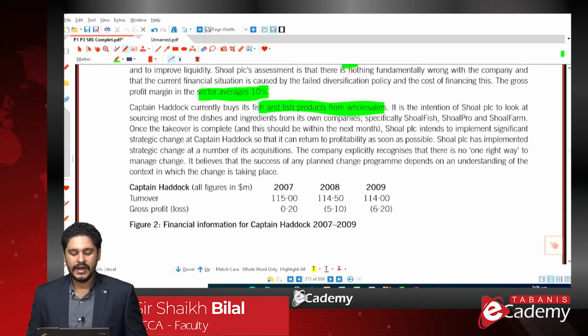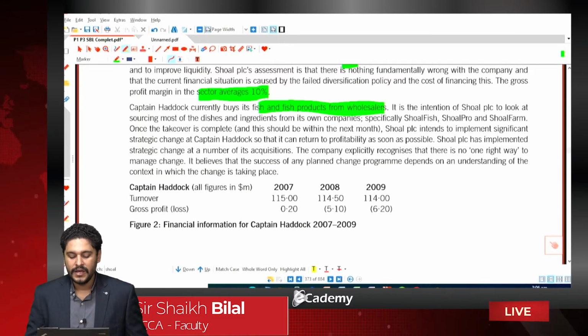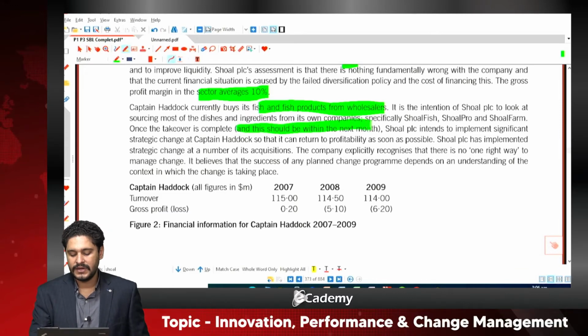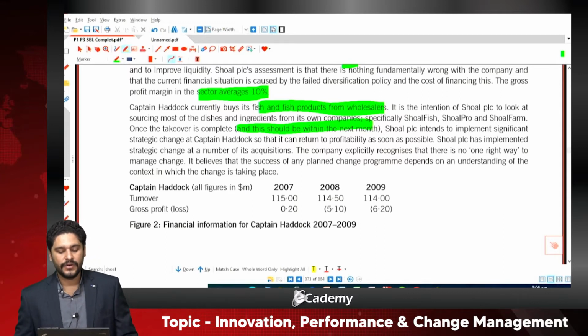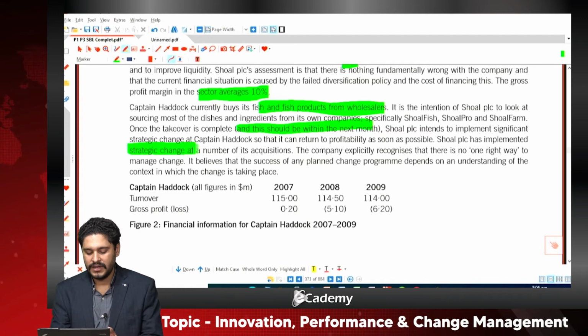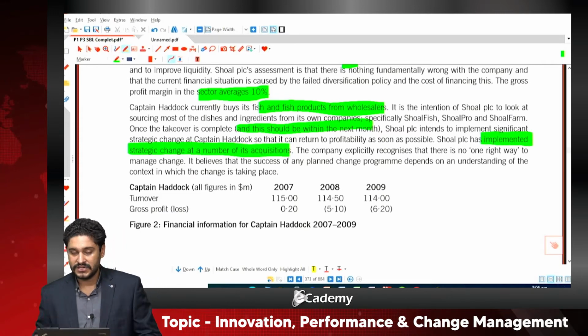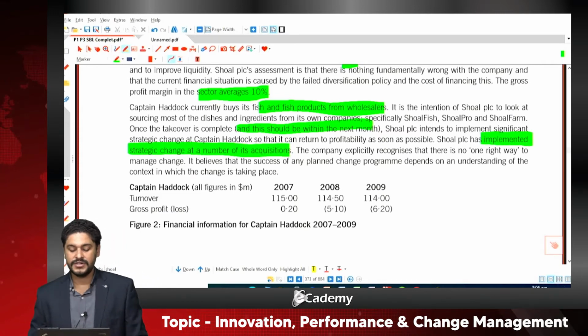Strategic change. Once the takeover is complete, and this should be within the next month, so they have given the deadline as well, Shoal PLC intends to implement significant strategic change at Captain Haddock's so that it can return to profitability as soon as possible. Shoal PLC has implemented strategic change at a number of its acquisitions.